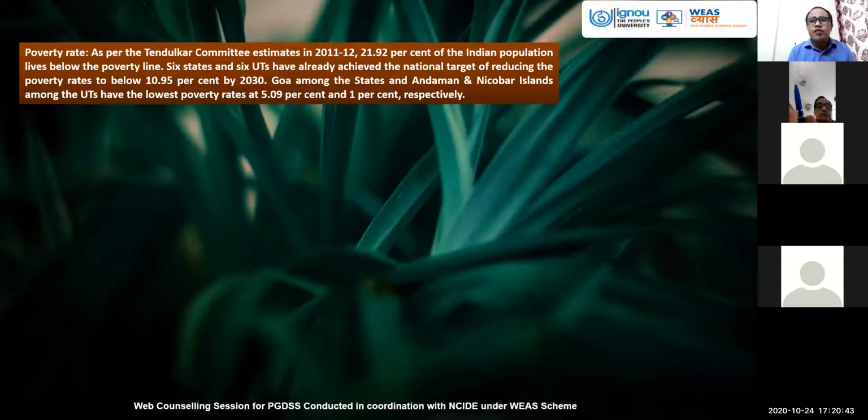And if you look into the progress made during the last one to two decades, even before the SDGs came, as per the Tendulkar Committee estimates in 2011-12, the poverty rate was 21.9% of the Indian population living below the poverty line. Six states and six union territories have already achieved the national target of reducing poverty rates to below 10.95% by 2030. Goa among the states and Andaman Nicobar Islands among the union territories have the lowest poverty rates, at 5.09% and 1% respectively. That means we're improving.